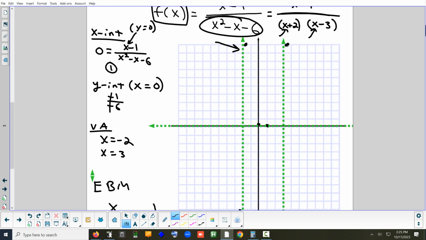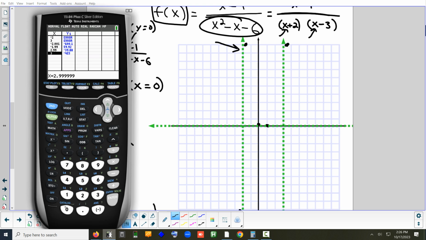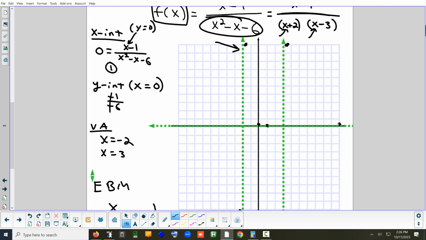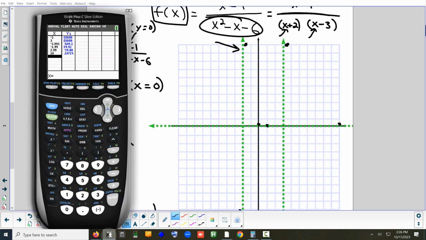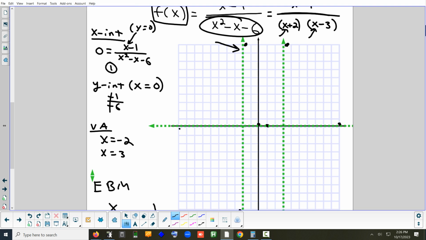Now, if you want to get another point, I can go up to 10. So we could plug in 10 and just see where we're at. We're at just above 0, 0.1, so right about there. And I could also do negative 10. That's as far as my graph goes. At negative 10, I'm at negative 0.1, which is just below 0. Right about there. Okay, so now we just have to connect the dots.